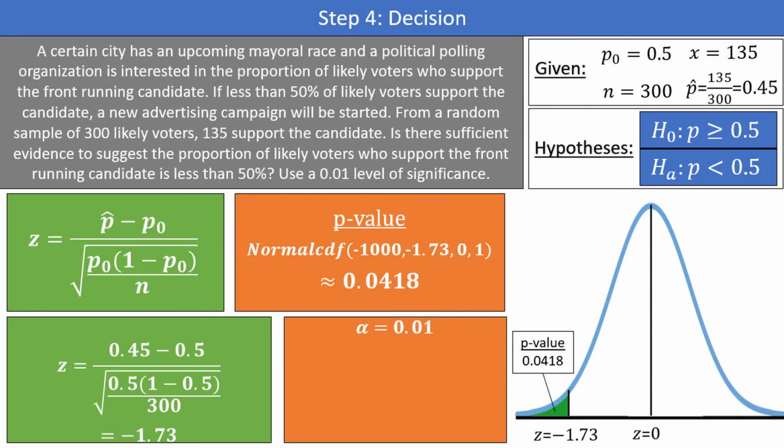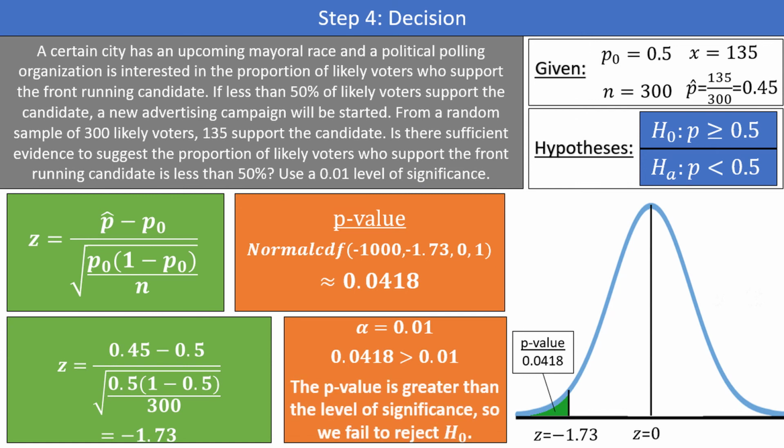Anyways, the level of significance alpha is equal to 0.01. The 0.0418 p-value is greater than 0.01. The p-value is greater than the level of significance, so therefore we fail to reject the null hypothesis. Notice that the p-value is less than 0.05, which is another common value for the level of significance. If we were to test this hypothesis at the 0.05 level, we would reject the null hypothesis.